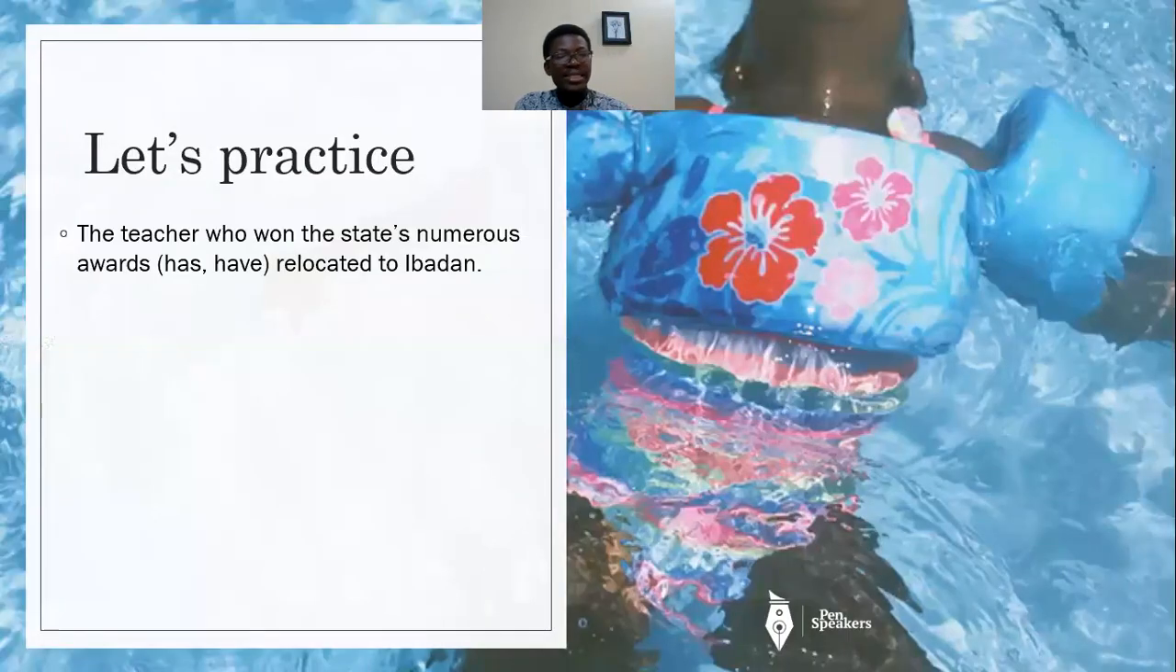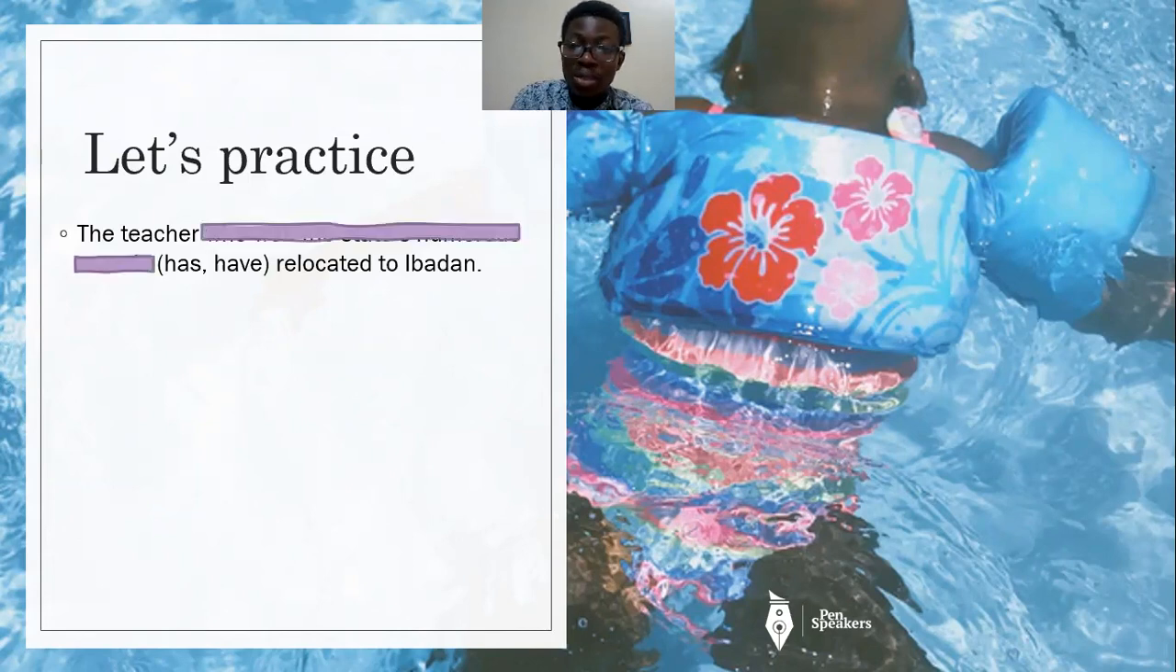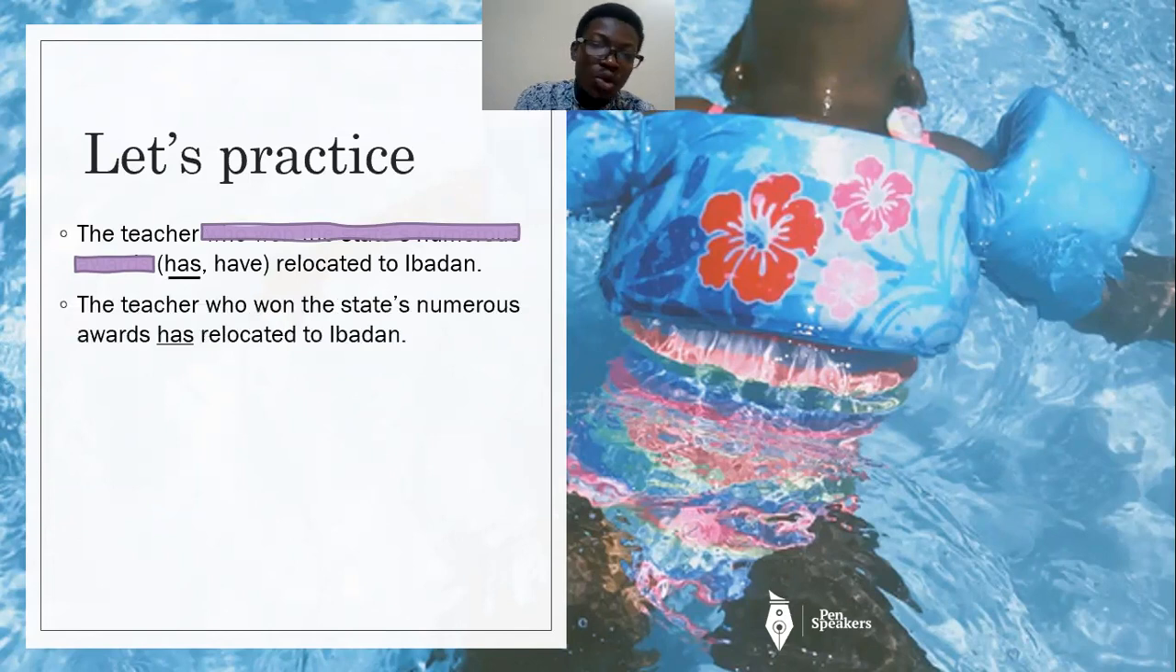For example, in this sentence, the teacher who won the state's numerous awards dash relocated to Ibadan. Now, there is an adjectival phrase here. The adjectival phrase is who won the state's numerous awards because it's describing the teacher. So you will cut it out of your paper or you cover it and read the sentence as what? The teacher has relocated to Ibadan. So your whole sentence becomes the teacher who won the state's numerous awards has relocated to Ibadan.